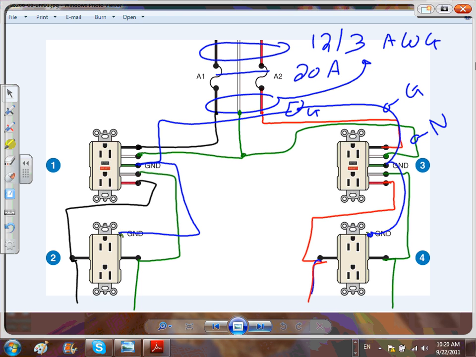Okay, let me just do me a favor. The last thing I want you guys to do is grab your code book, please, and just do me a single favor and go to Article 406. 406 that talks about receptacles. 406.